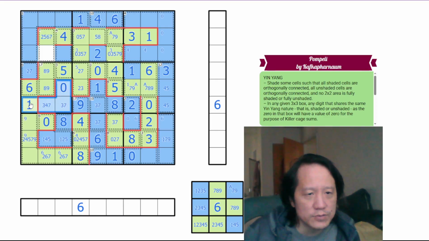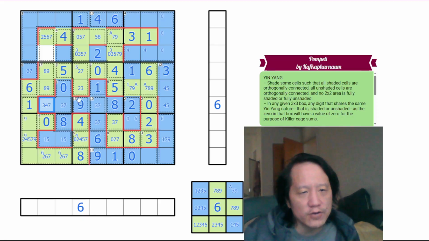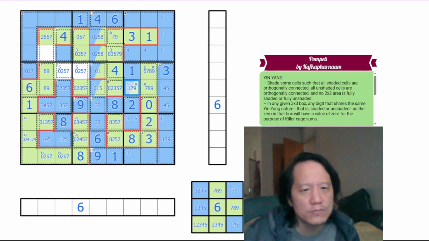We don't have a 2 here, so this has to have 2 here, therefore this is a 1, 5 pair here. But we have a contradiction, because we don't have a 5 here, and there's no 5 in this cage then, which we have to have. So that's the contradiction. And that was assuming a 1 there.